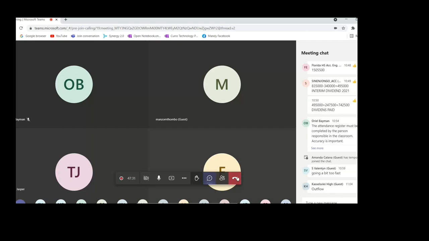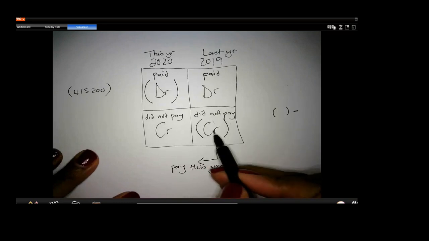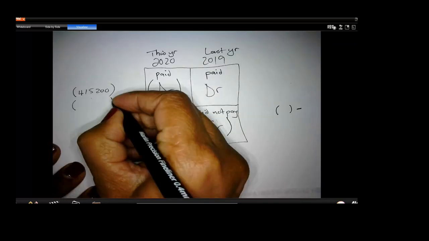Outflow. Thank you, Castle Slay. Why is it an outflow? Because I did not pay it last year. So therefore, I'm going to have to pay it this year. So that amount is also going to be in brackets.